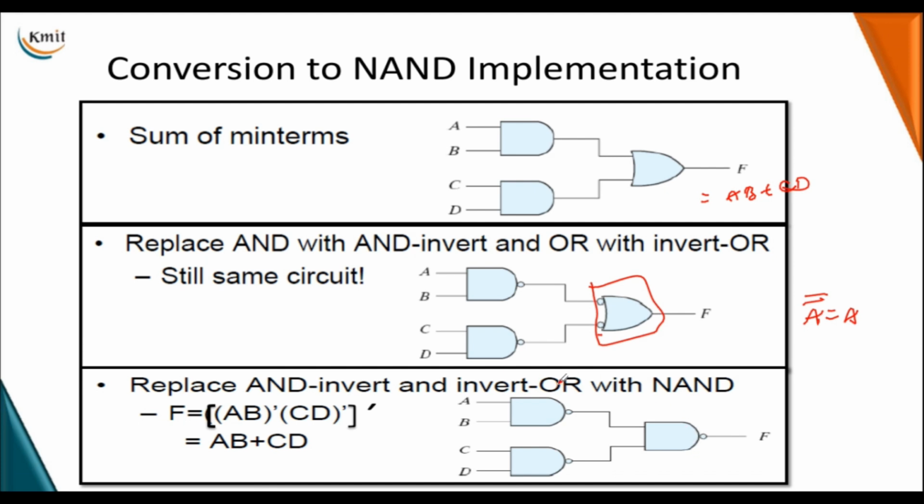Are we going to get that or not? So here AB bar is the output of this first NAND gate. CD bar is the second NAND gate output. Let me complete this function f.